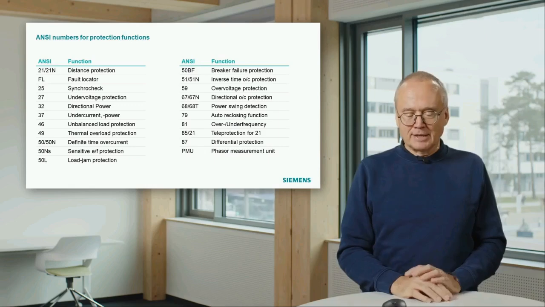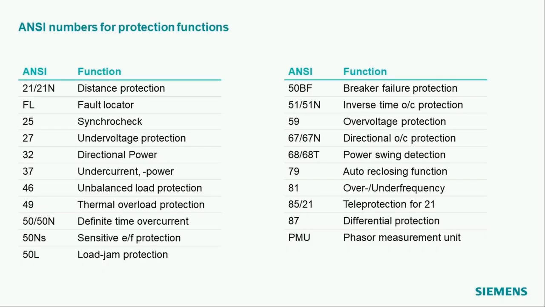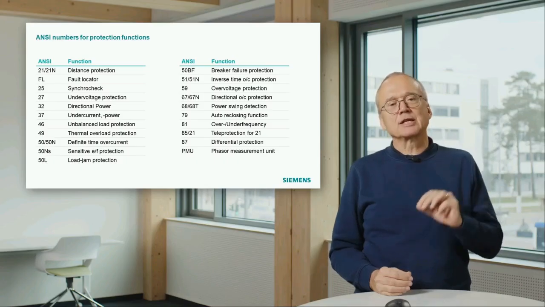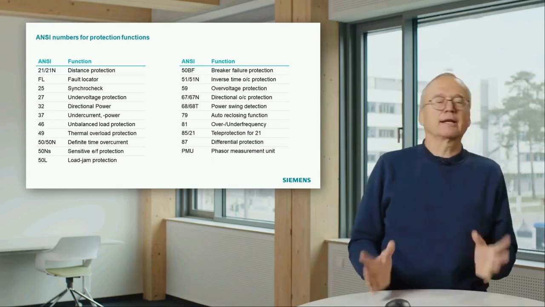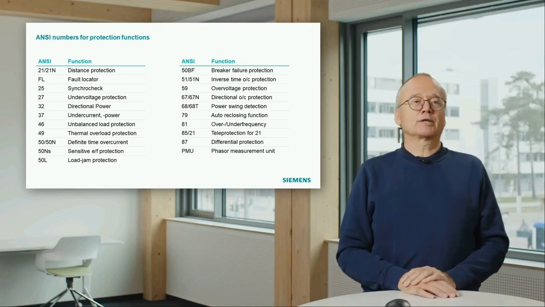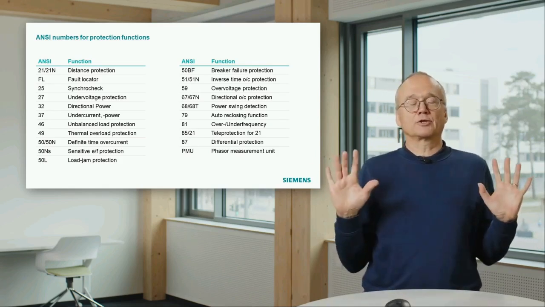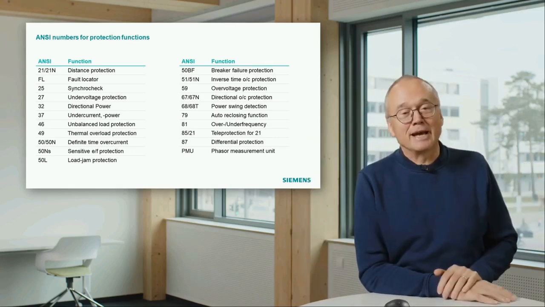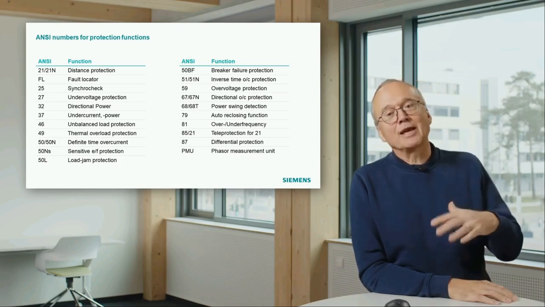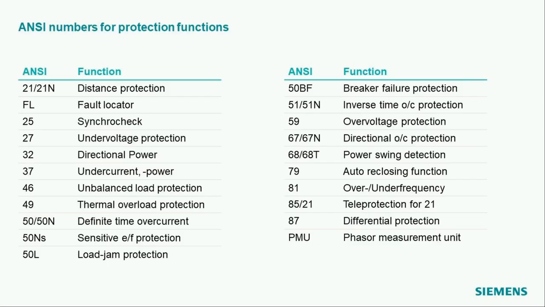And for that reason, we often use these so-called ANSI numbers for protection function. The idea is very simple. You list all protection functions we have and you assign a number to it. And protection engineers normally know that. That means if you wake up a protection engineer at night at 3 o'clock and ask him what is 21, he will tell you distance protection. Very clear. So at least the main numbers are known and they make these diagrams a bit easier.